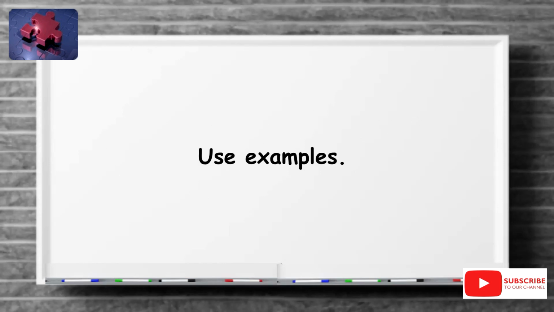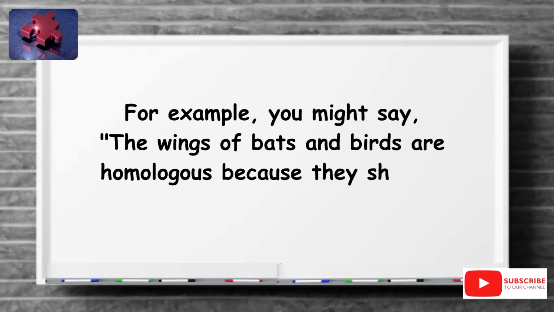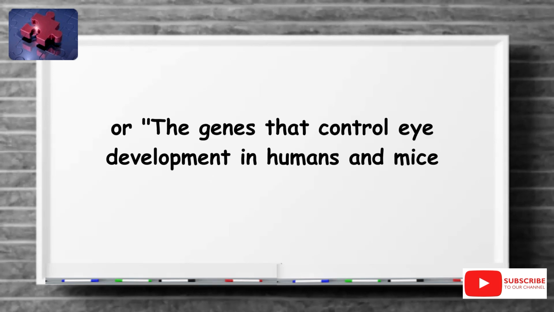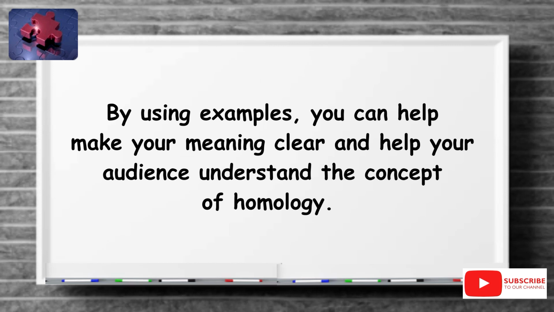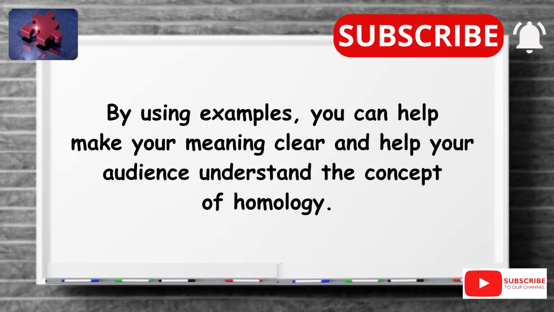Use examples. When discussing homologous structures or sequences, it can be helpful to use examples to illustrate your point. For example, you might say, the wings of bats and birds are homologous because they share a common ancestor, or the genes that control eye development in humans and mice are homologous. By using examples, you can help make your meaning clear and help your audience understand the concept of homology.